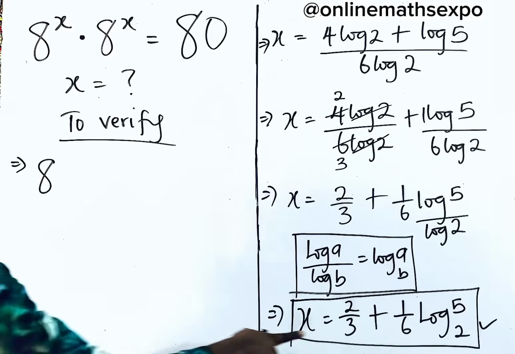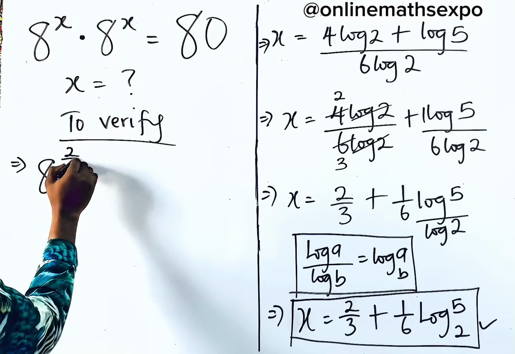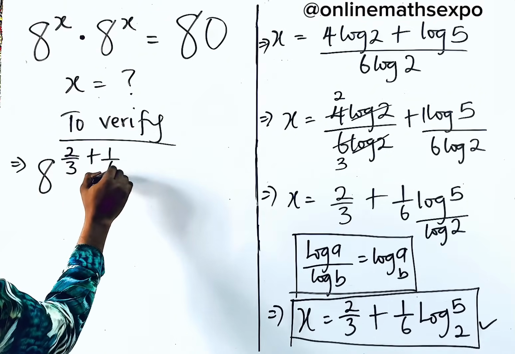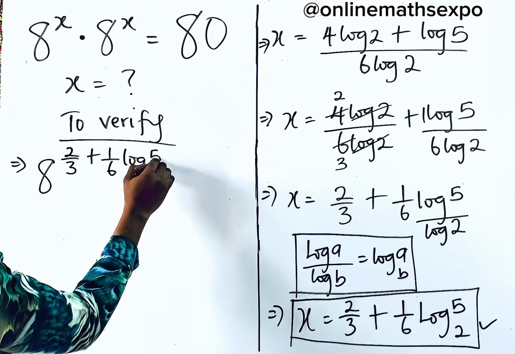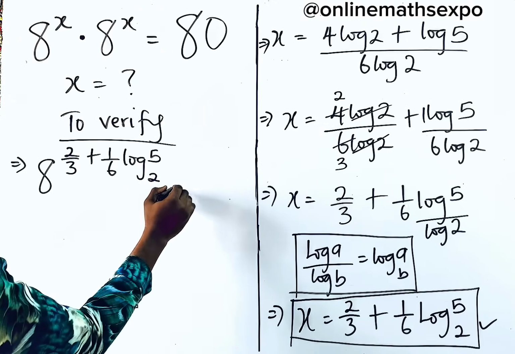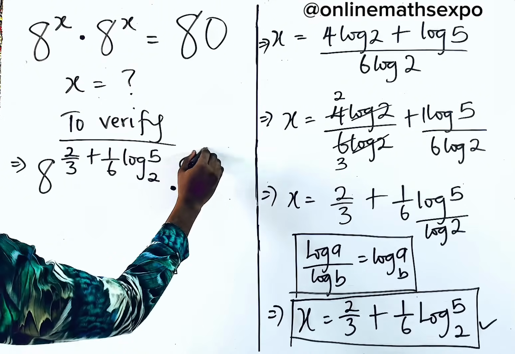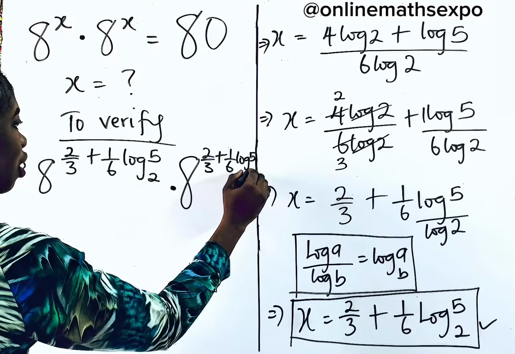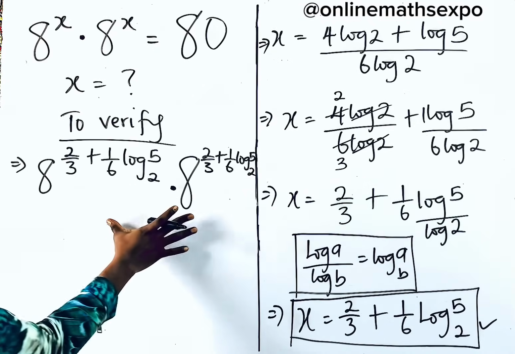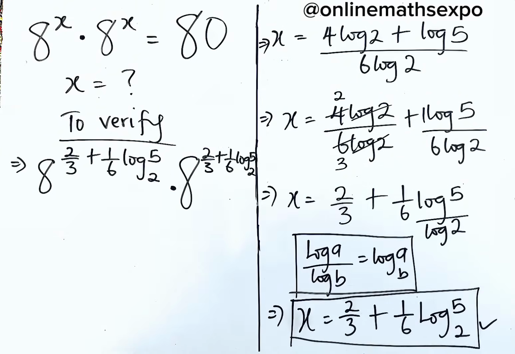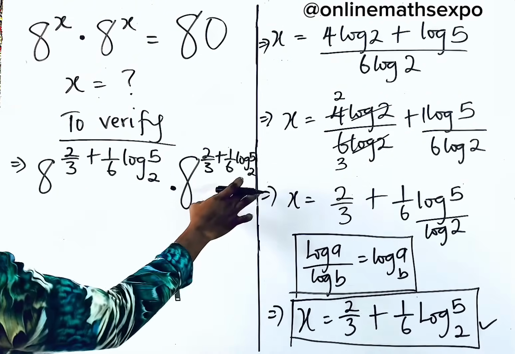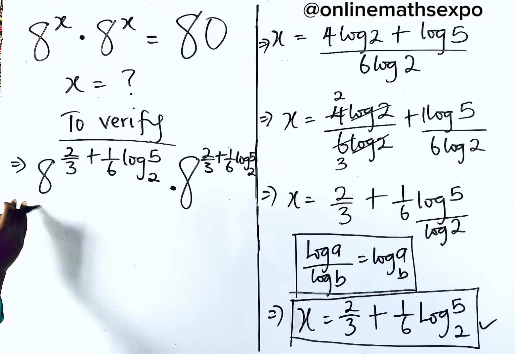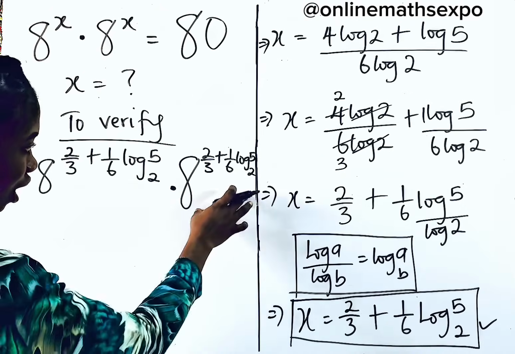8 to the power of, this is our x. We have 2/3 plus 1/6 log 5 base 2, okay? Multiplied by 8 to the power of 2/3 plus 1/6 log 5 base 2. We want to see if this is going to give us 80. You see that what is there is the same as this. So let's work with one, then we return this, okay?